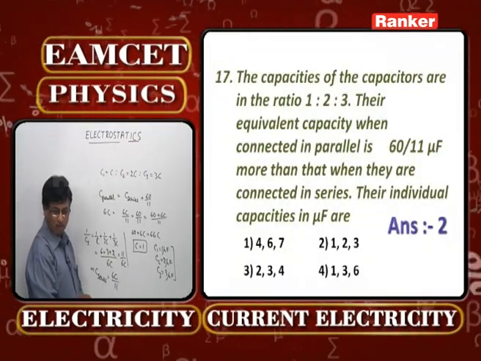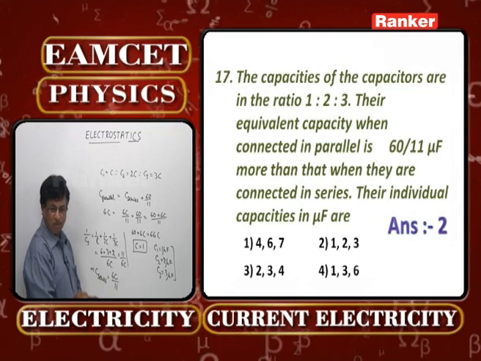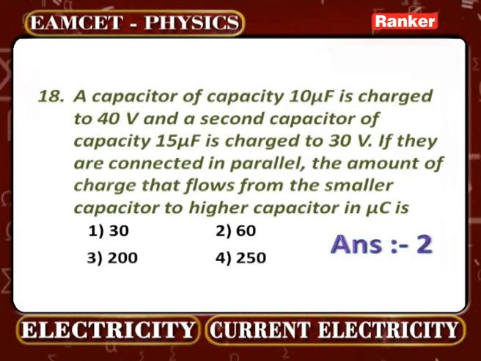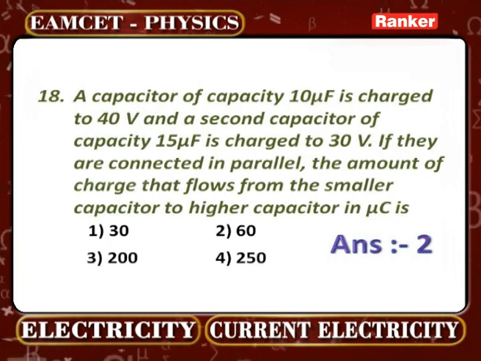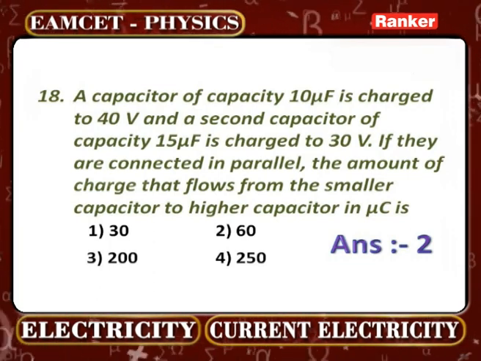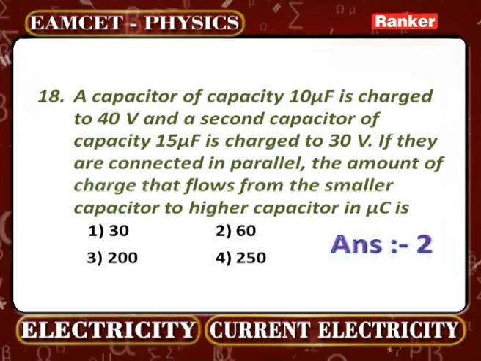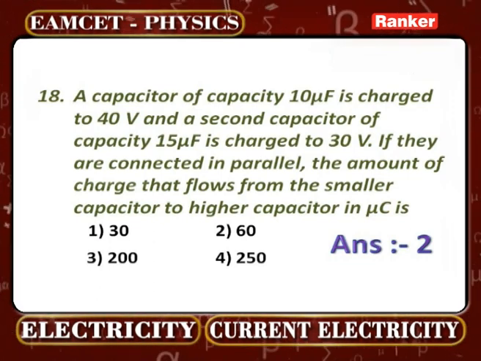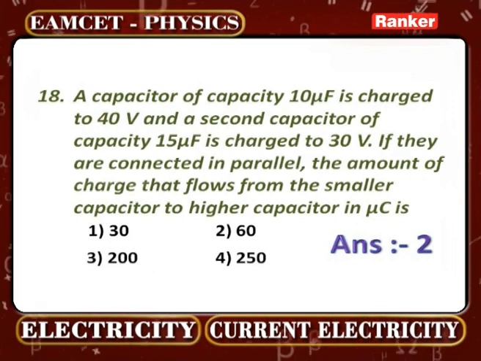Look at the next one, that is problem number 18. A capacitor of capacity 10 microfarad is charged to 40 volt and a second capacitor of capacity 15 microfarad is charged to 30 volt. If they are connected in parallel, the amount of charge that flows from the smaller capacitor to the higher capacitor in microcoulomb is how much? That is the concept he is asking.